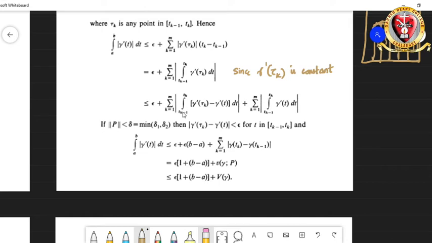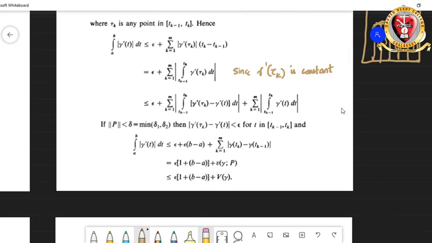Okay, this term, right? Now what we are going to do is we are forming a partition again, whose mesh, as mentioned earlier, is strictly less than delta. I'm taking it to be strictly less than delta, and this delta is the minimum of delta 1 and delta 2. So we can form such a partition at our own likeness.